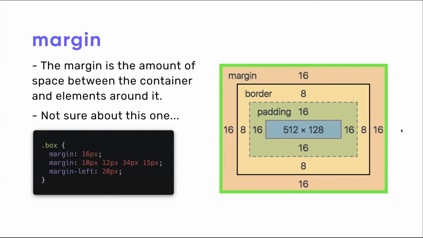So the margin is essentially the amount of space between the entire container, so the entire box, and elements around it. So it doesn't concern anything internal. It's just saying like, oh, I have another element next to me, I want to be 6 feet apart from it, right? Social distancing. Margin is also specified in the same way that padding is. So you can give it one number, or you can give it 4 numbers, or you can specify just one side, just like with padding.